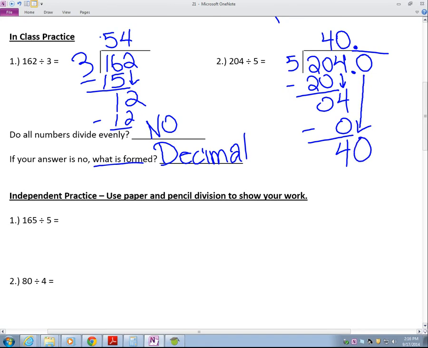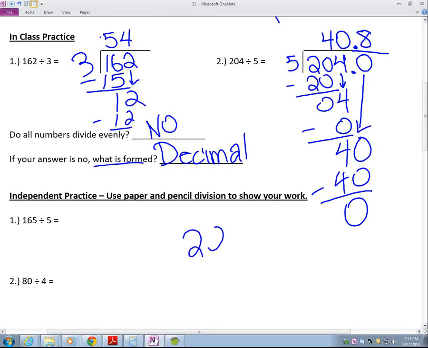So here's that. How many times does 5 go into 40? Sam? 8. It goes in 8 times. 8 times 5 is 40. That is 0, and I'm done. Okay? No more remainders. The decimal was 0, so you brought down the 0.